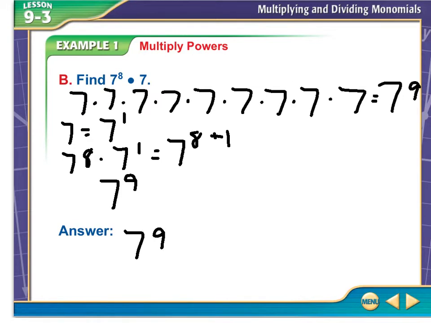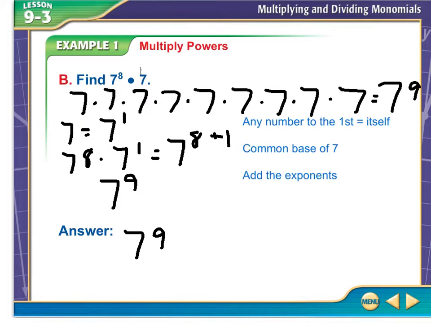Now, since we're going to be doing a better job taking our notes, let's put this into a verbal expression. I would add to my notes that any number to the 1st is going to be equal to itself. I would also add that there's a common base of 7, and I would probably also add a note to myself to use the product of powers property. Lastly, I'm going to write to add the exponents to find the answer. Now let's have a chance to try this on our own.